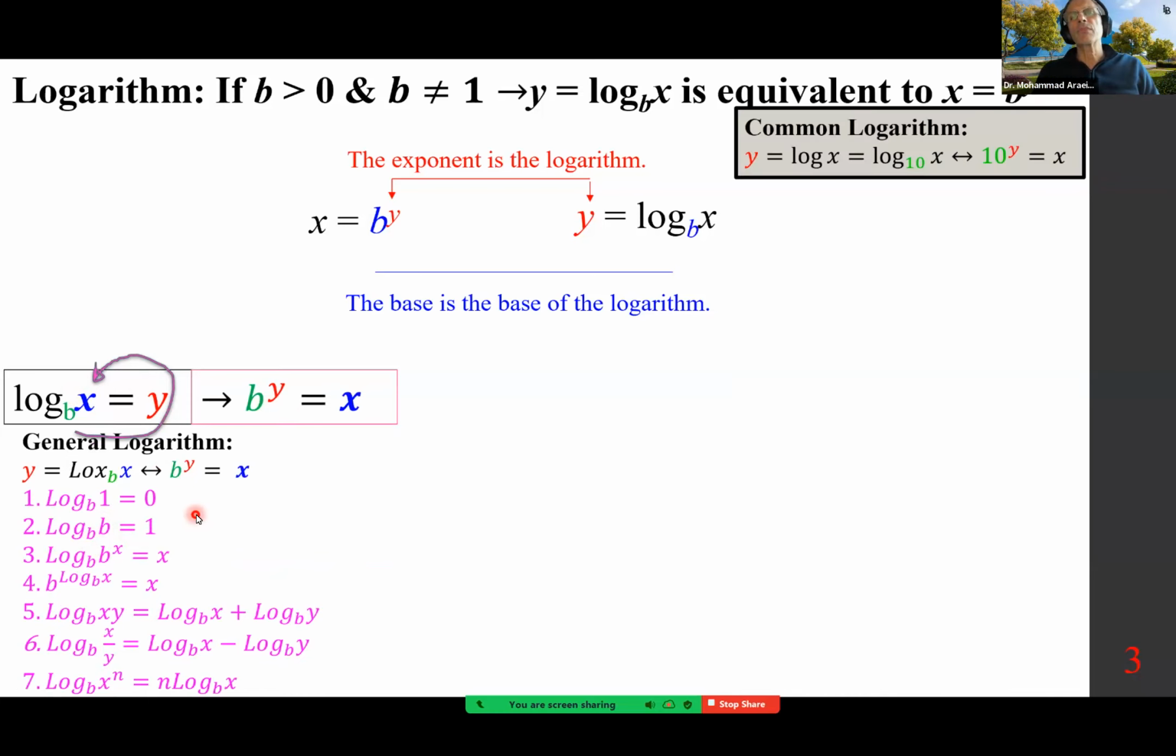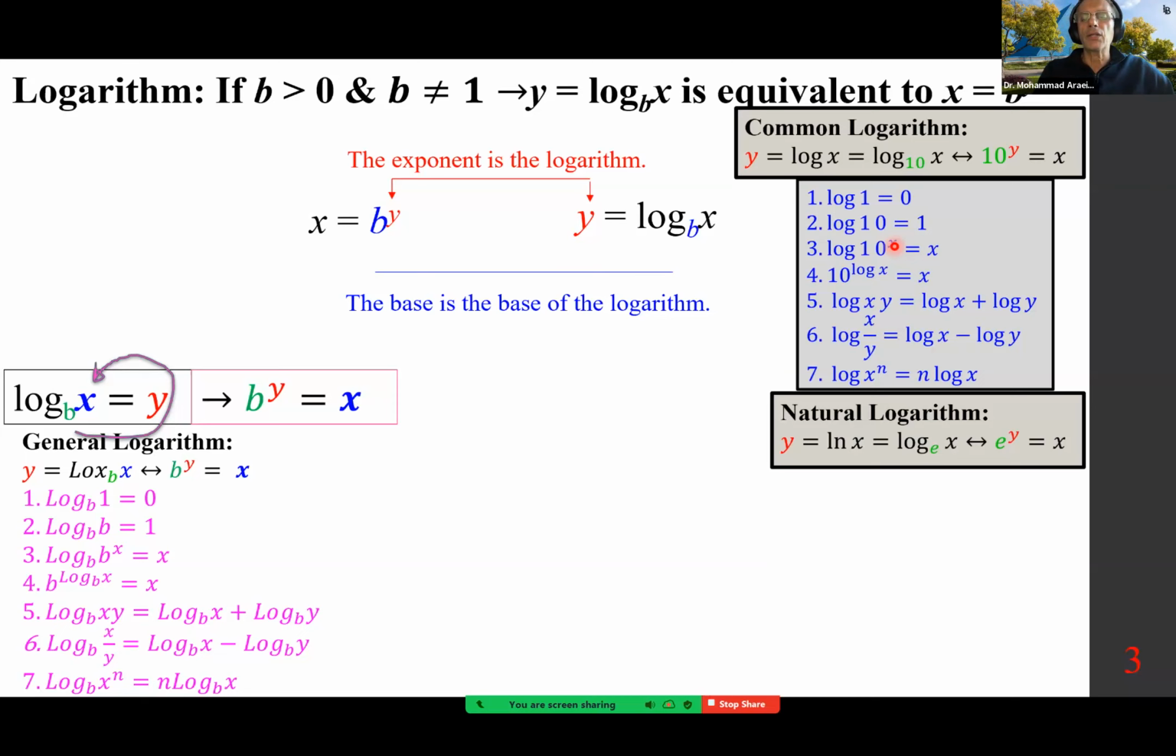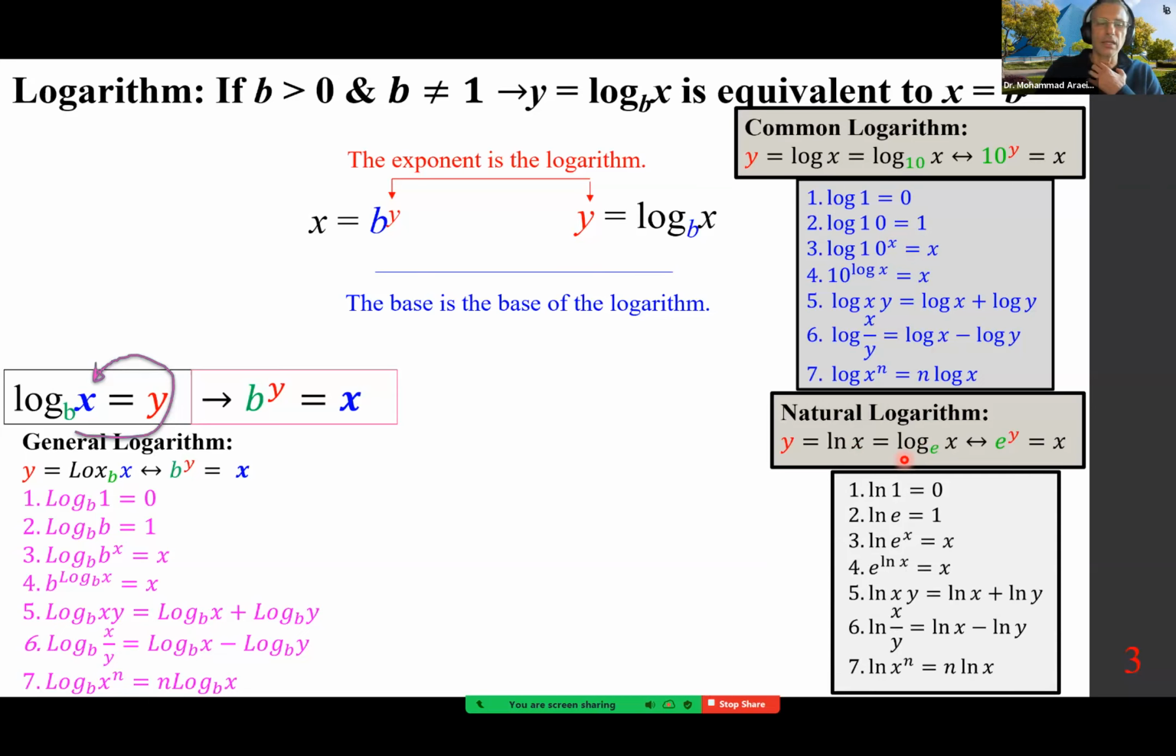And if we make a transition to a common log, base 10, we should be able to see from here how we arrive at the common log properties. And in the case of a natural log, the base is e. When we write ln, the base is e, and again, it gives rise to the properties of logs for natural log.